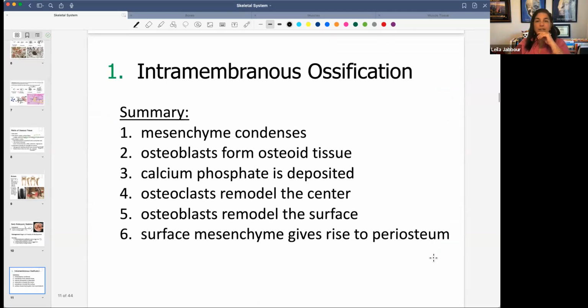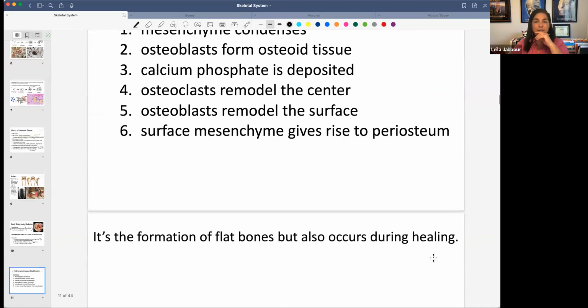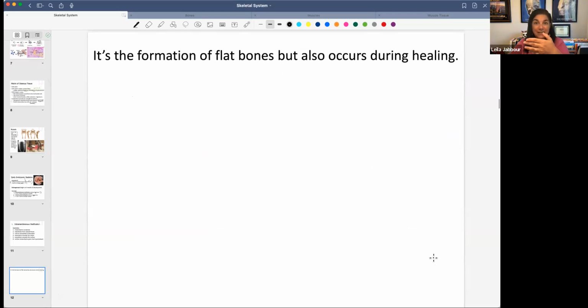So this is the summary of how it works. It's going to start with mesenchyme that's going to condense, and osteoblasts are going to arrive. So I wrote it here as a summary. I probably should have moved that slide after my drawing. I prefer to draw it out so you can see what's going on, instead of just a list of words. And I want you to draw it yourself too, because if you draw it, it's the active process of learning what's happening.